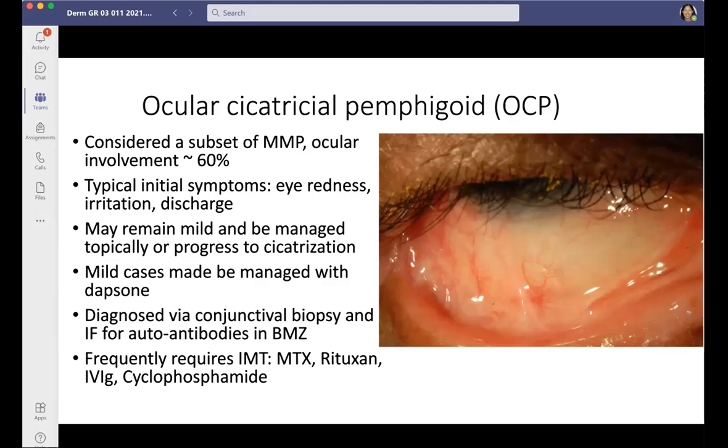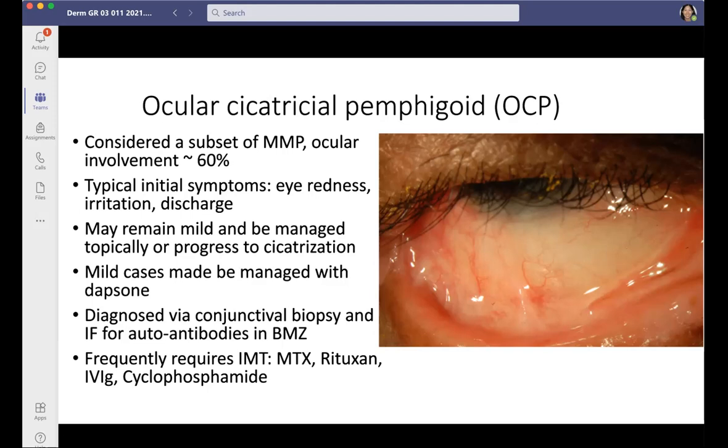And so for people who have mucous membrane pemphigoid, and it's not clear to me, maybe you can speak up about how often that's managed by dermatology as opposed to other services. The ocular involvement is about 60%, which basically means they should all be referred to ophthalmology. The typical initial symptoms are eye redness, irritation, discharge. So it's basically a chronic conjunctivitis.